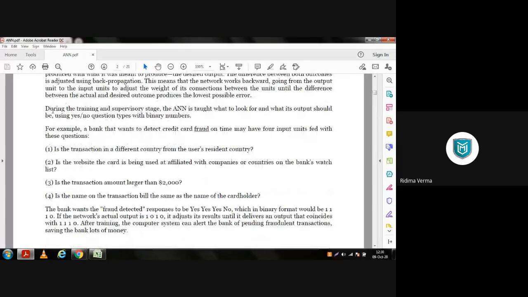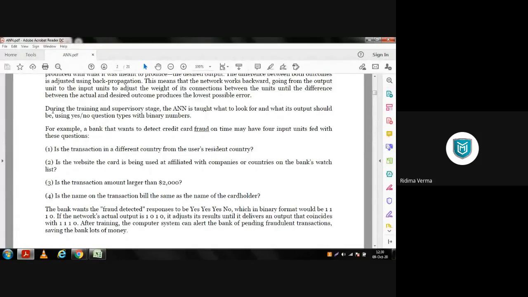Is the transaction in a different country from the user's resident country? Is the website the card is being used with affiliated with companies or countries on the bank's watch list? Is the transaction amount larger than $2,000? Is the name on the transaction bill same as the name of the card holder?